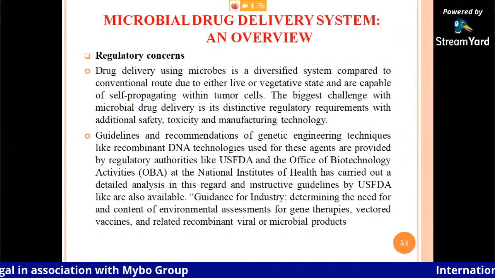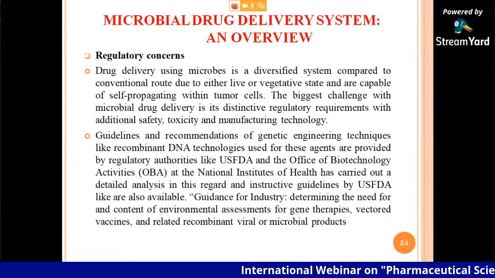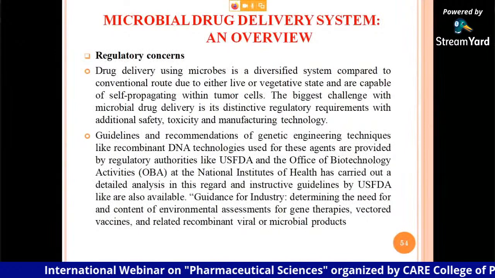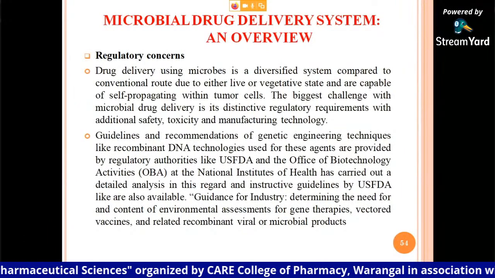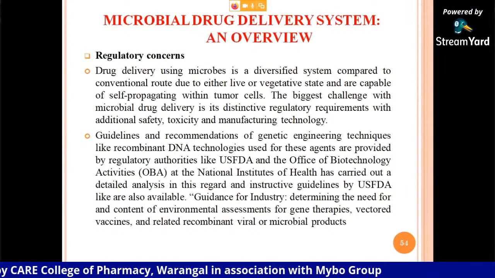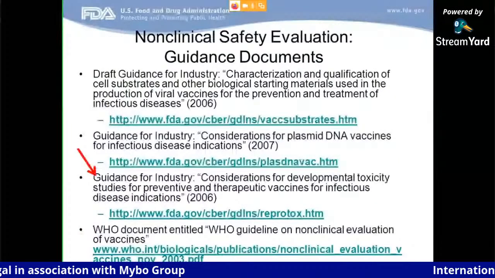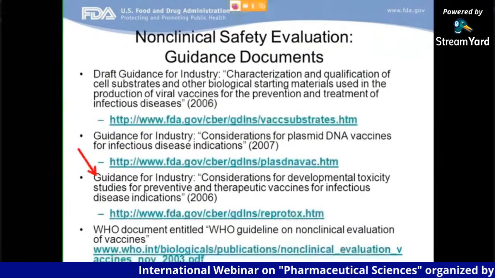Guidelines and recommendations for genetic engineering techniques like recombinant DNA technologies are provided by authorities like the US FDA and the Office of Biotechnology, but there is still a long way to go because there are no clear guidelines. A few guidelines are available in the non-clinical setting, that is the guidance for industry on considerations for the development of toxicity studies for these drug delivery systems.